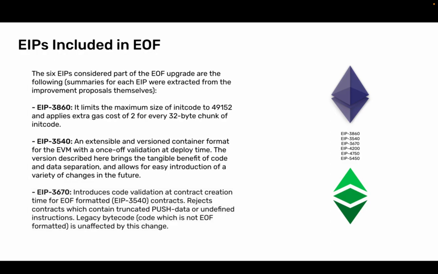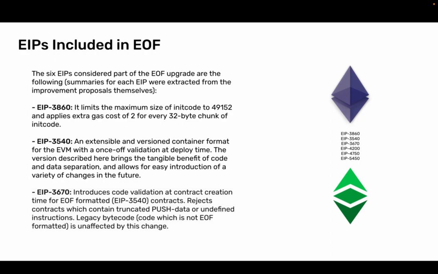EIP 3540, an extensible and versioned container format for the EVM with a once-off validation at deploy time. The version described here brings the tangible benefit of code and data separation and allows for easy introduction of a variety of changes in the future.